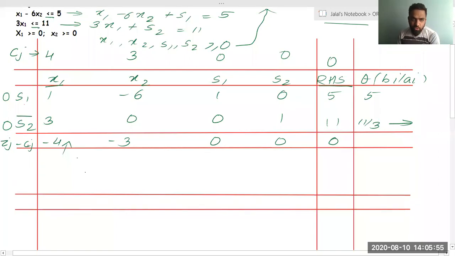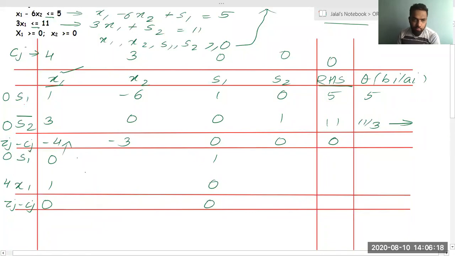S2 will leave the solution, and what will enter? X1 will enter the solution. So S1 will be as it is, and in place of S2, I'll write X1. This is 0, and X1 will be equal to 4. Now again I have to write Zj minus Cj. Again, I'll try to form the identity matrix. S1 will be 1, 0, and X1 will be 0, 1. Zj minus Cj of this value will be equal to 0.